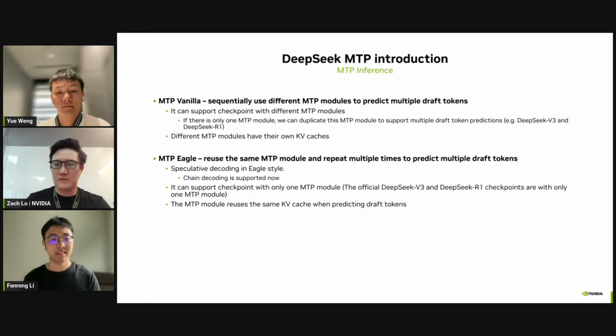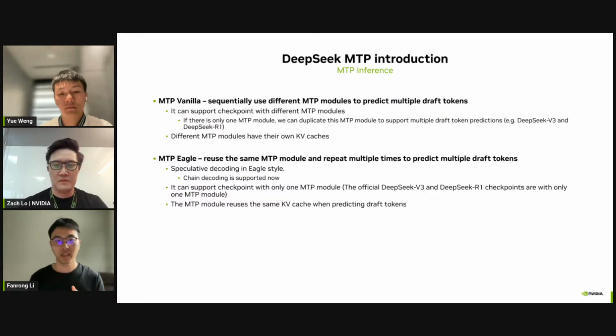Okay. Let's talk about the MTP inference. When we use MTP to accelerate the inference, there are 2 different MTP methods. One we call MTP vanilla and the other MTP equal. MTP vanilla uses different MTP modules to predict different draft tokens. Each MTP module predicts 1 draft token. In this way, it can support checkpoints with different MTP modules.